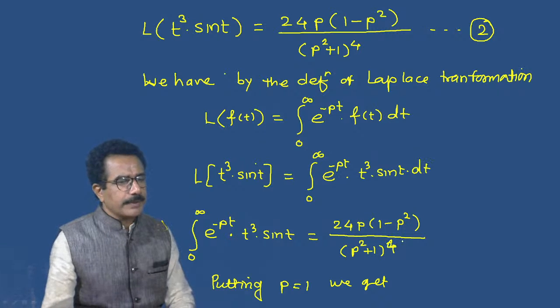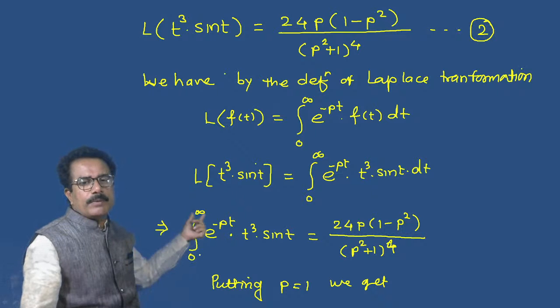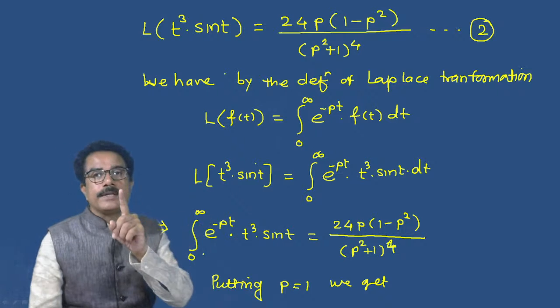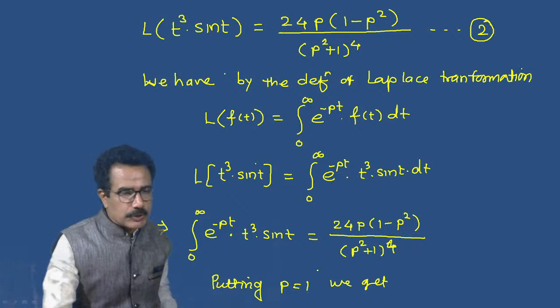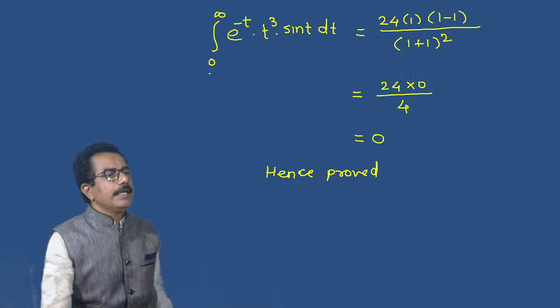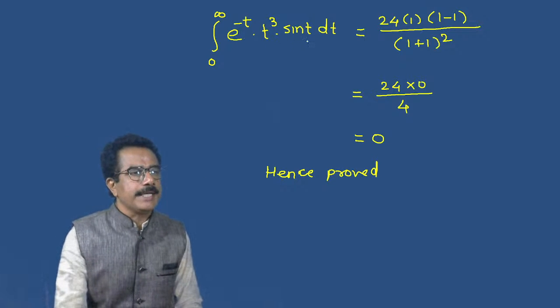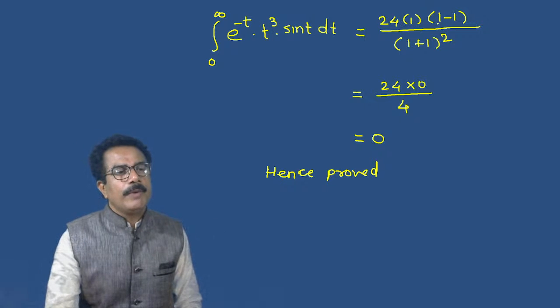But actually we have to calculate the integral from 0 to infinity e raised to minus t into t cube sin t. That means in place of p we have to write 1. So putting p equal to 1, we will get the integral from 0 to infinity e raised to minus t into t cube sin t dt, which is equal to 24 into 1 minus 1 minus 1.